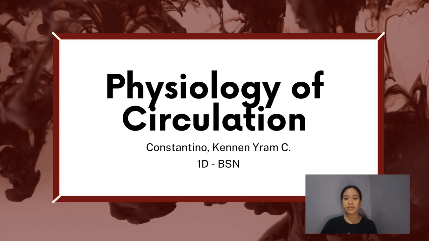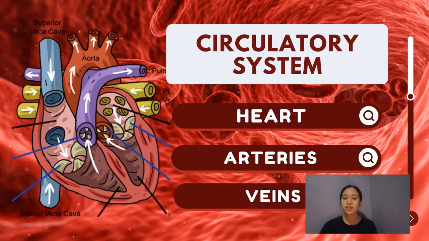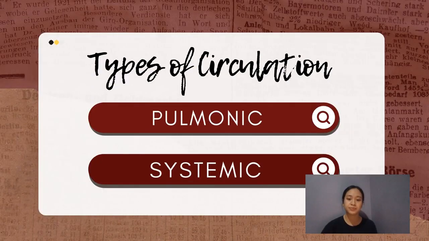From 1D. So in this presentation, I am going to talk about my understanding of the physiology behind circulation. The blood delivers different nutrients and oxygen to the cells in our body. The circulatory system consists of the heart, the arteries, and the veins that deliver blood throughout the body.